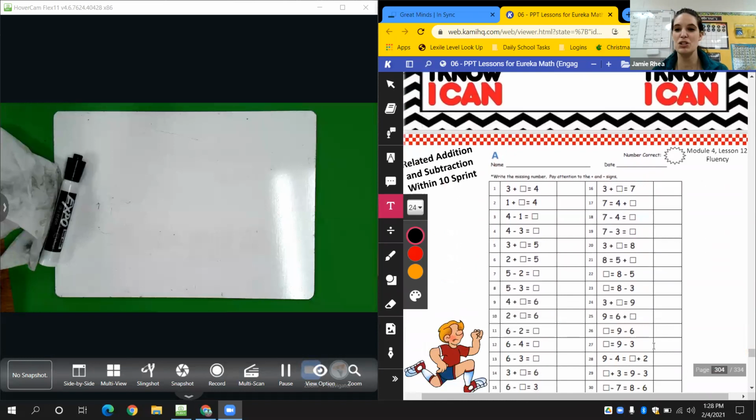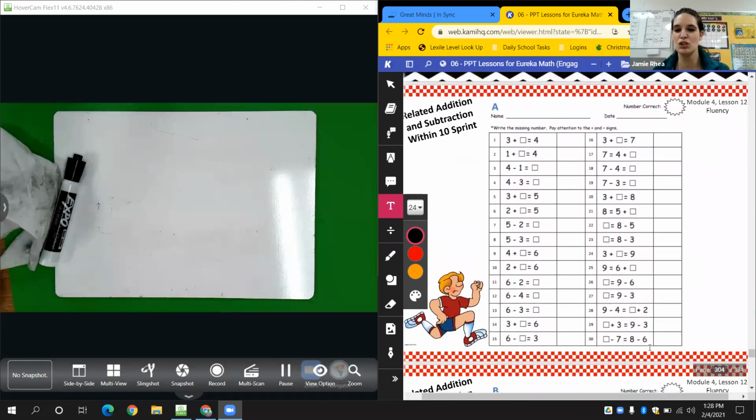So first thing you're going to do is start warming up your brain. You're going to pause here in just a second, and you're going to go work on your sprint. Remember, you're going to set your timer for 2 minutes and see how many you can get done. Not just how many you can get done, but how many you can get done correctly in 2 minutes, okay? So be careful.